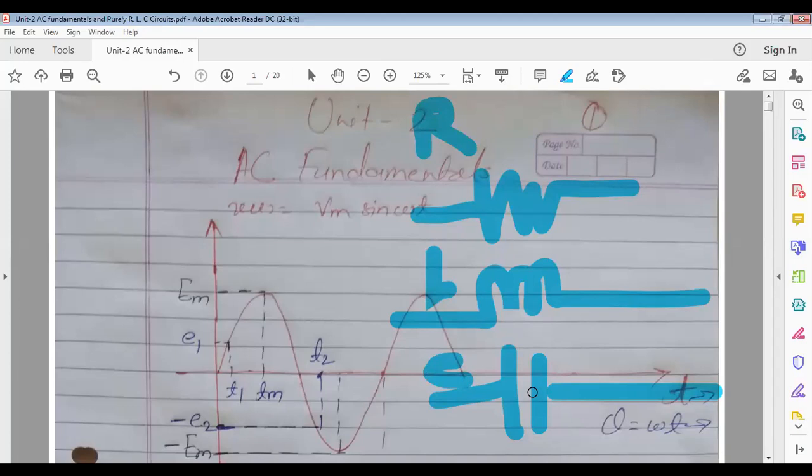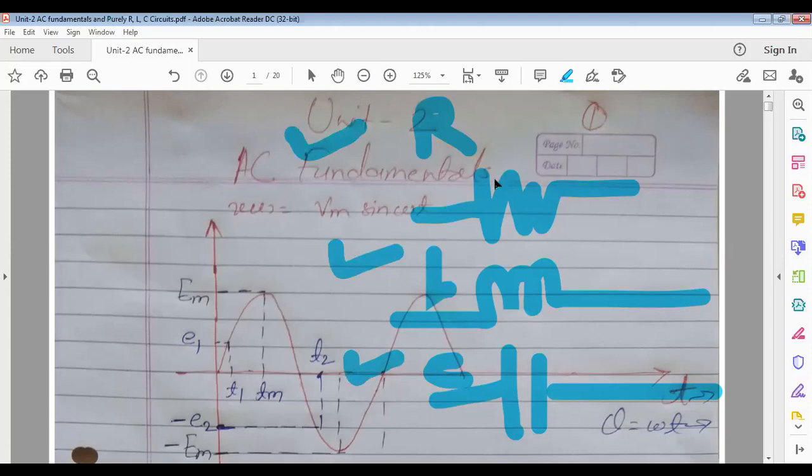For such circuits, what will be the current, what is the instantaneous voltage equation, what is the power consumption, what is the phasor diagram, what is the instantaneous power, then the phasor diagram for this. So impedance, all these things we are going to see for these three circuits. Once we finish with that, we derive the formulas and then do numericals based on these circuits.